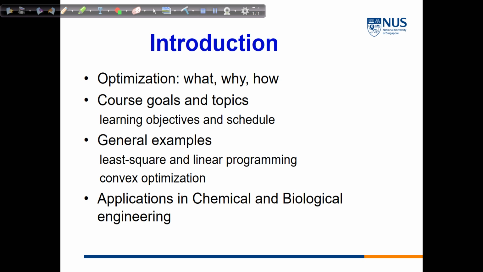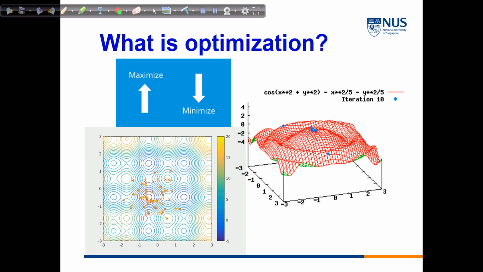Finally, some applications in engineering, not limited to chemical and biological, will be discussed to show its linkage to your background, to your major. So first of all, what is optimization? You might have used the word optimization, optimal conditions, in many occasions. In your life, in your experiment, when you optimize the conditions, it's always some extreme points, either maximize or minimize the value. But how do we search for these optimal points?